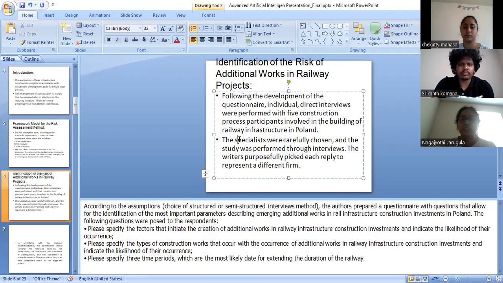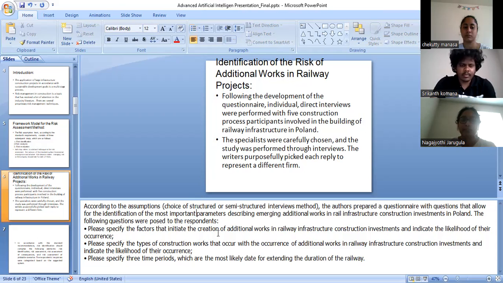Next topic is identification of the risk of additional work in railway projects. The specialists were carefully chosen and the study was performed through interviews. The authors purposely picked each respondent to represent two different forms. According to the assumption, the choice of structured or semi-structured interview method, the authors prefer a questionnaire with questions that allow for identification of the most important parameters describing additional works in rail infrastructure construction investment in Poland.